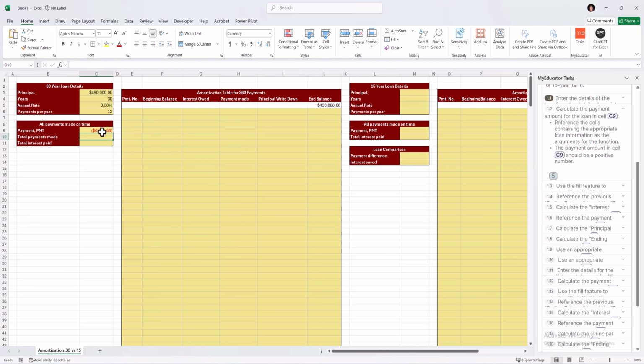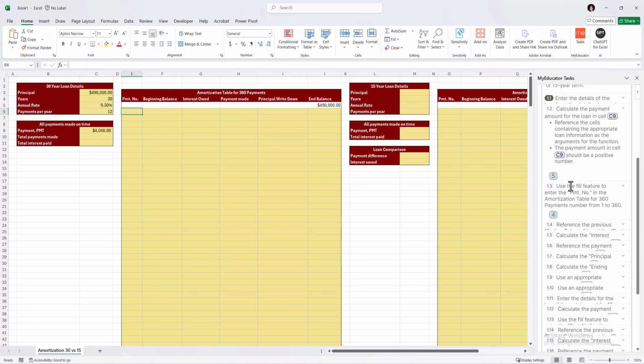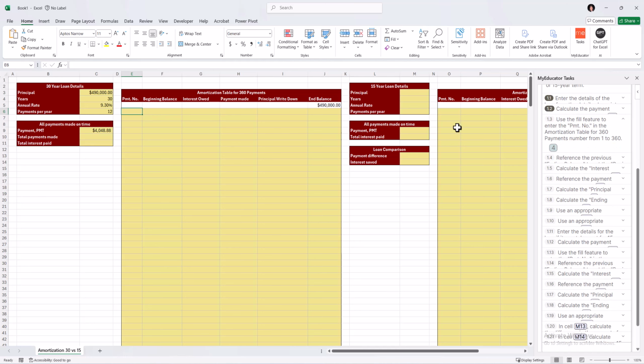And then this payment will give me a negative number because my principal was positive. But if I take my formula and I multiply it by a -1, now I have both a positive payment and a positive principal. Okay, now enter the payment number, calculate the payment amount, done.